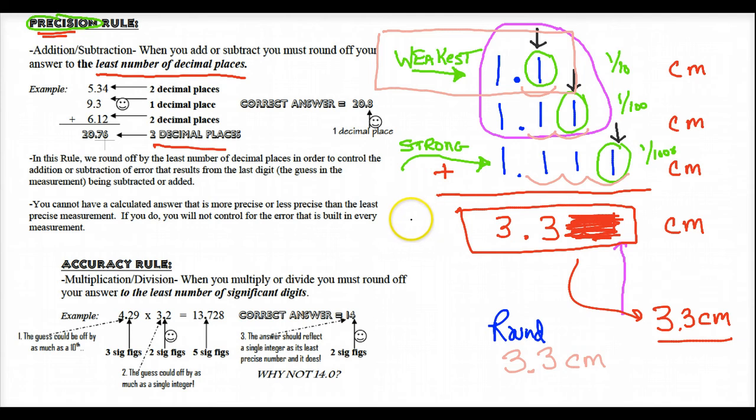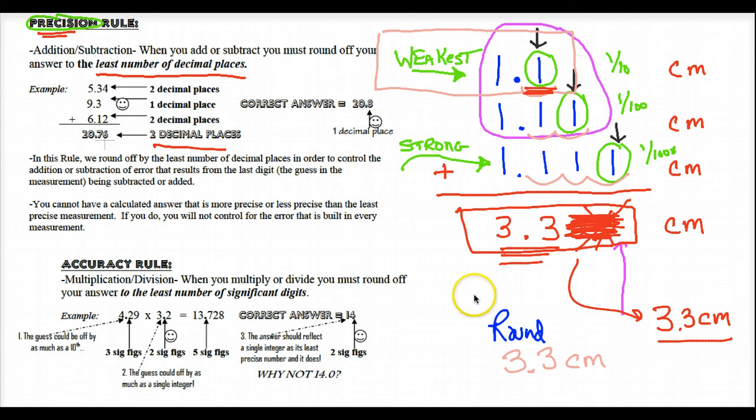So when you add or subtract, you count the number of decimal places. In this case, there was 1, this was 2, and this was 3, and you round off just to 1 decimal place, getting rid of these numbers that really have no meaning because they were made from what? Adding errors onto each other. It's the precision rule because we're rounding off to the least precise number. And you should know as you add more decimal places, your numbers get more precise. Okay, now that's when you add or subtract.